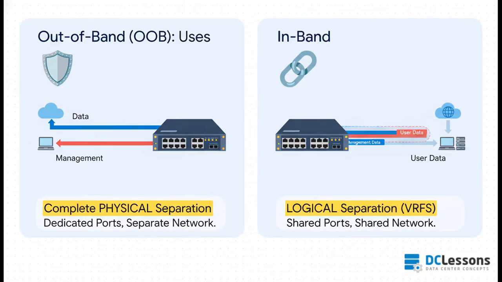The big difference here really boils down to physical versus logical separation. Think about it this way. Out-of-band, on the left, uses dedicated management ports. We're talking a whole separate set of physical cables and switches. It's like having a private access road just for maintenance crews. In-band, on the other hand, shares the main data ports and uses logical things like VRFs to create a separate lane on the same highway. One is a totally separate road, the other is just a special lane.